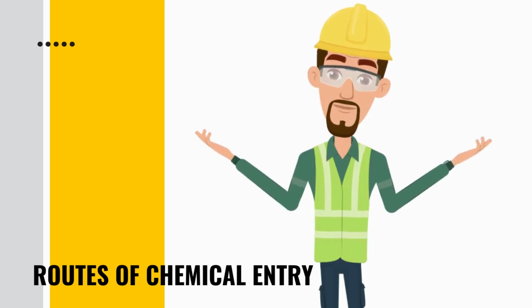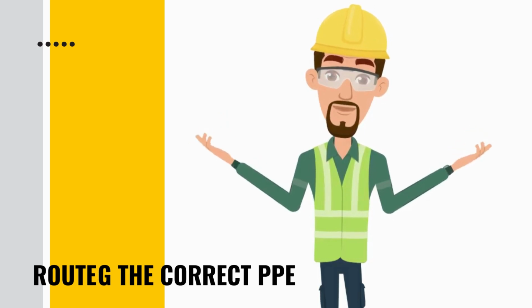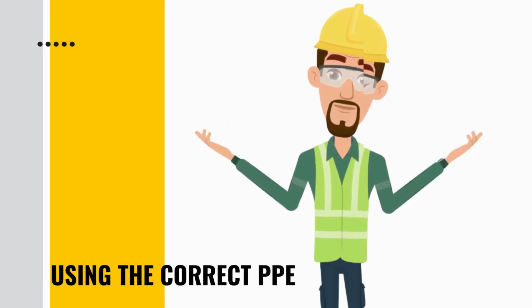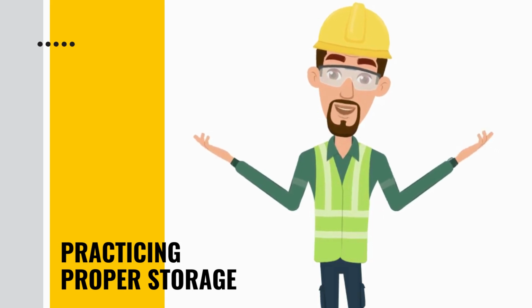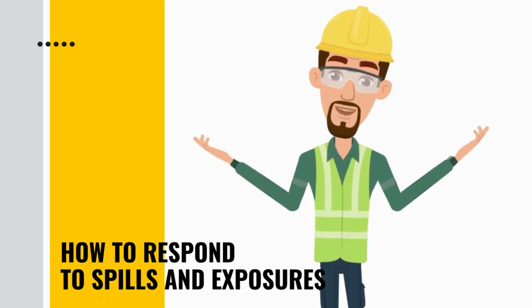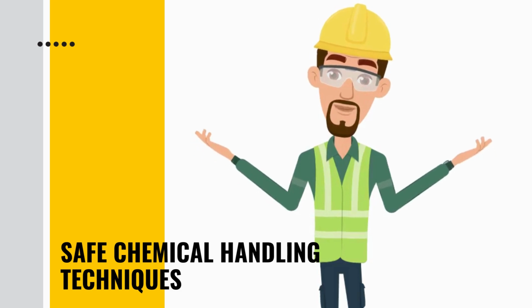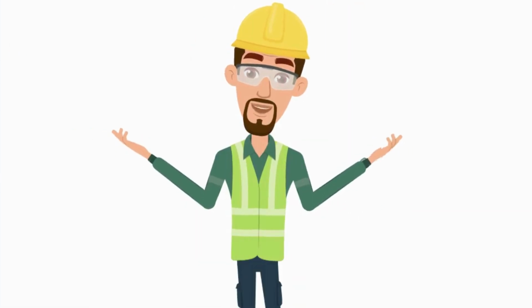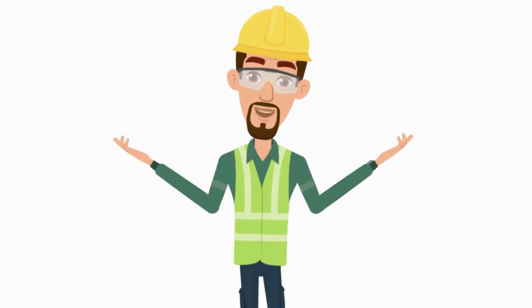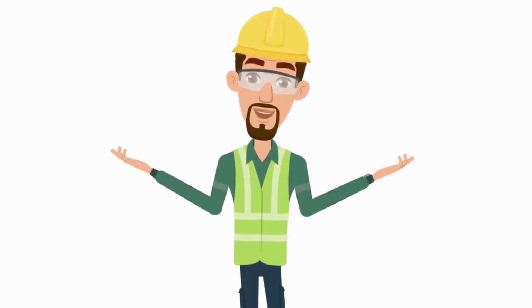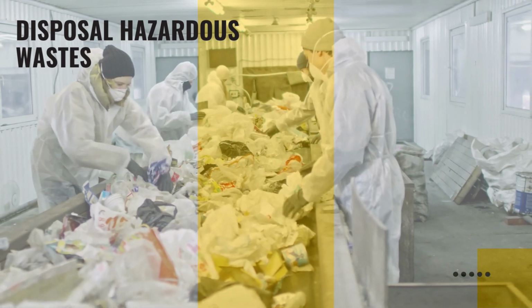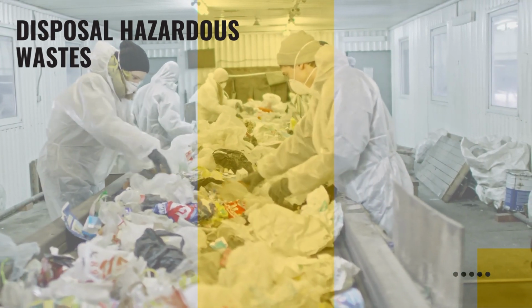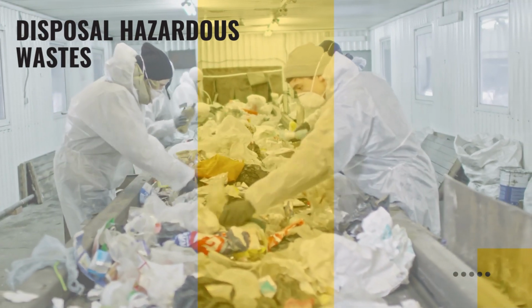By understanding the routes of chemical entry, using the correct PPE, practicing proper storage, and knowing how to respond to spills and exposures, combined with safe chemical handling techniques, you can significantly reduce the risk associated with working with hazardous chemicals. Lastly, remember that hazardous materials can't just be thrown in the trash. Many require special disposal by licensed companies. Always check with your supervisor or safety manager for guidance.